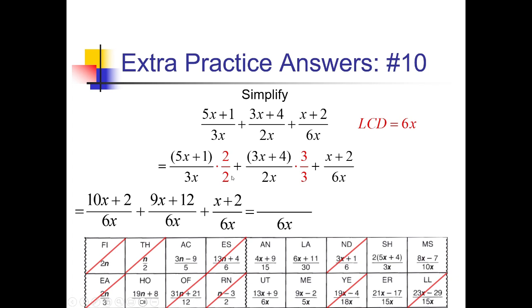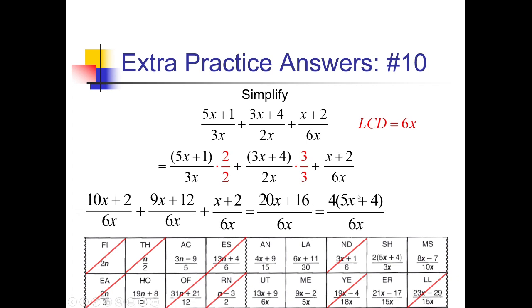And then let me add up my x's. We have 10x plus 9x plus 1x. That's a grand total of 20x. And then 2 plus 12 plus another 2 is 16. I can take a 4 out of that. So that leaves me with 5x plus 4 in there.